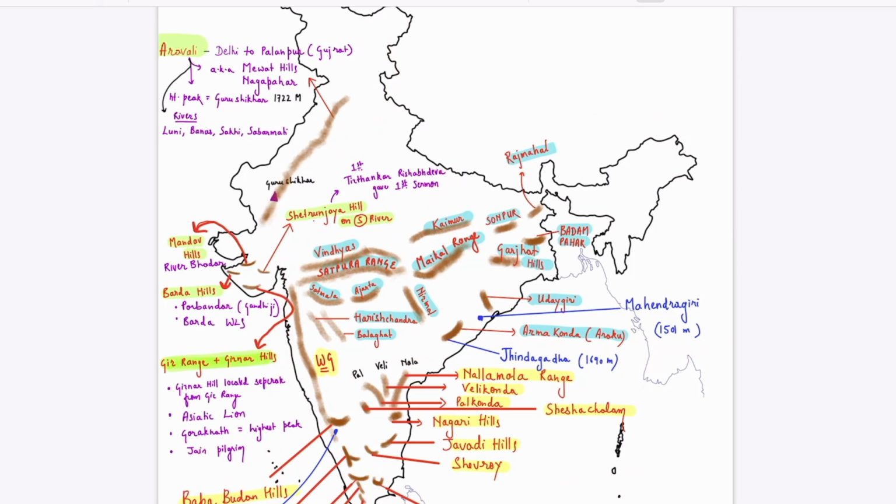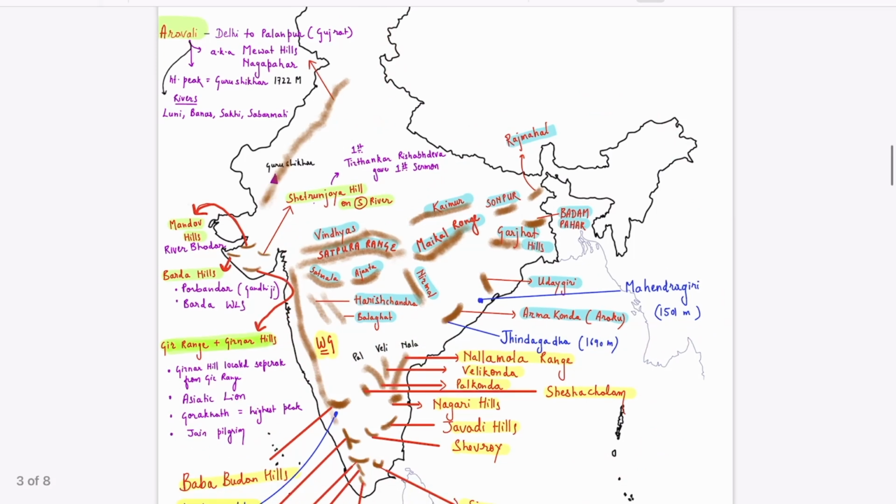Now understand this particular thing, that I am not just going to discuss the north to south or east to west, but also important hill ranges. I am going to tell you the features, for example, which river or which national park, wildlife sanctuary, or if some other cultural importance is there. I am going to discuss all that.